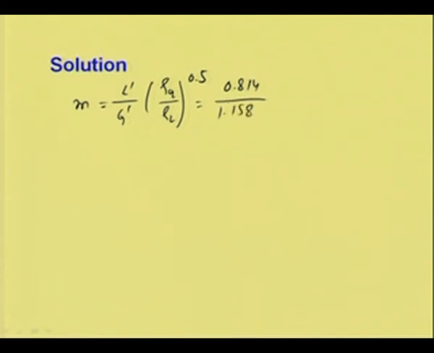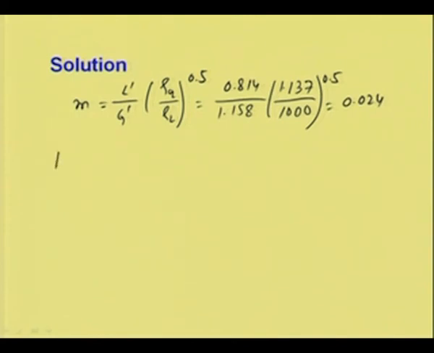Now, we can calculate the flow parameter. M is equal to L dash by G dash into rho g by rho L to the power 0.5, which is equal to 0.814 divided by 1.158 into 1.137 divided by 1000, to the power 0.5. So, this is 0.024.